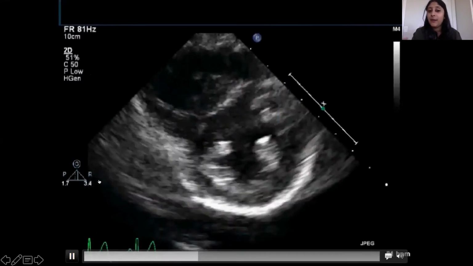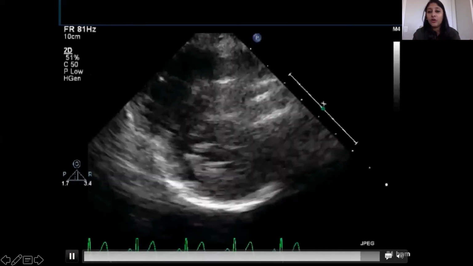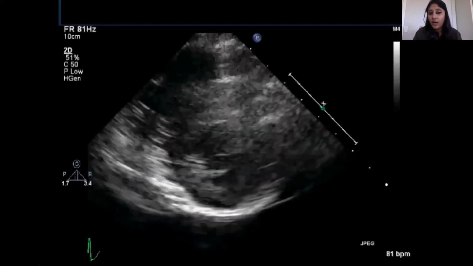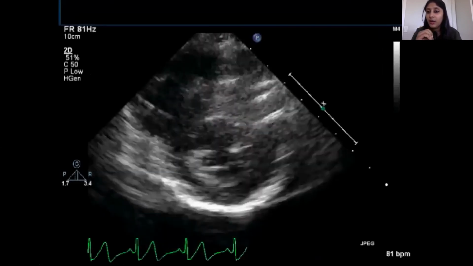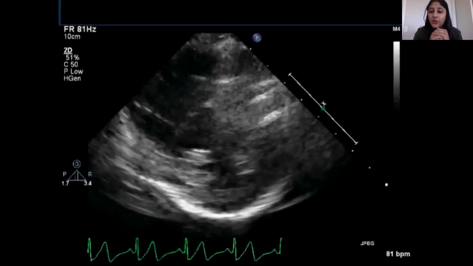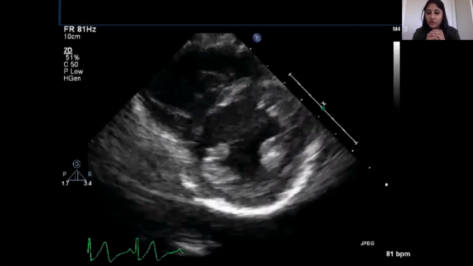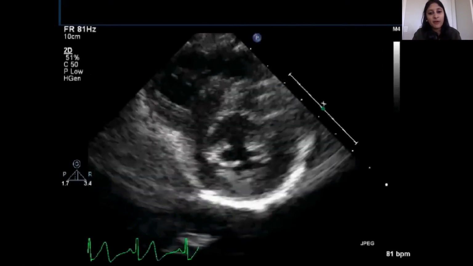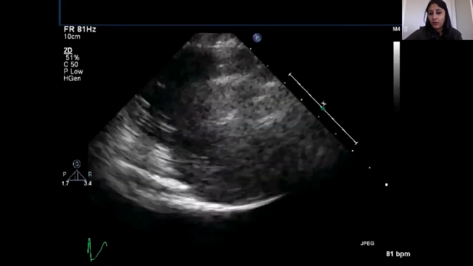This is an example of a patient with very good heart function. You can see the two lower chambers of the heart. The one that looks like a donut is your left ventricle. The one that sits on top of it and looks like a croissant is your right ventricle. And you can see that both the chambers are squeezing very well. The heart function is normal.